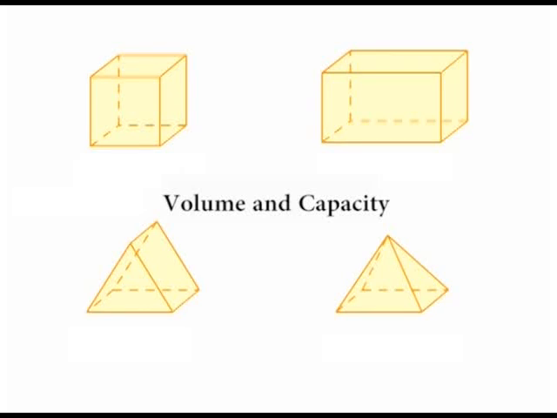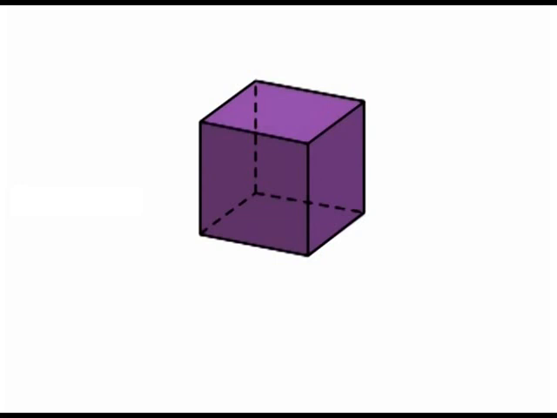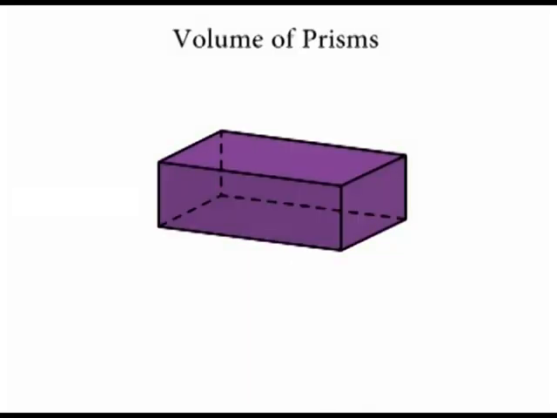Next chapter, volume and capacity. Volume is the amount of space occupied by a solid in 3D. Prisms are solids with uniform cross-sections.